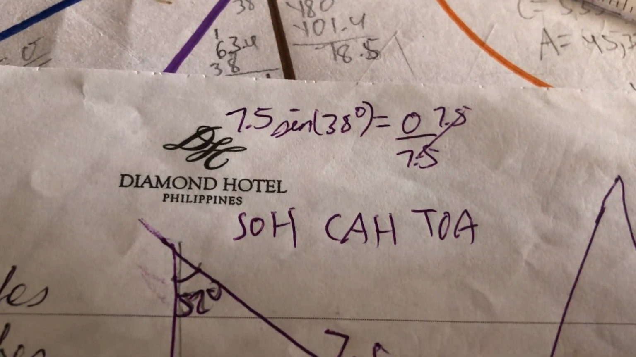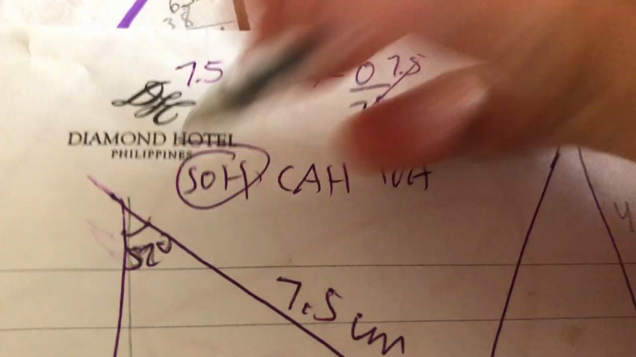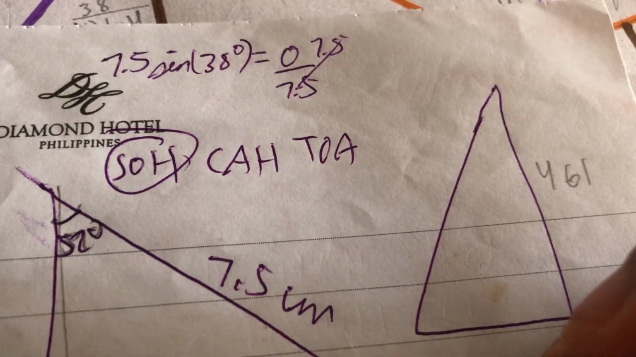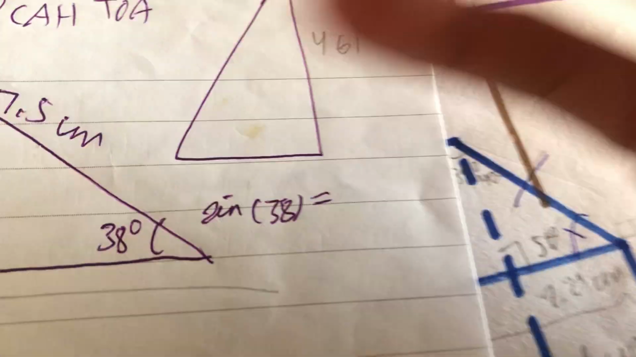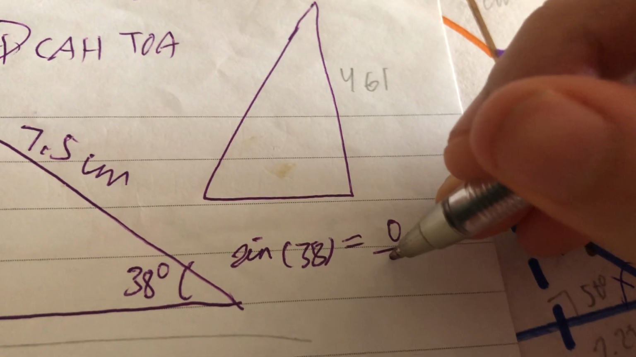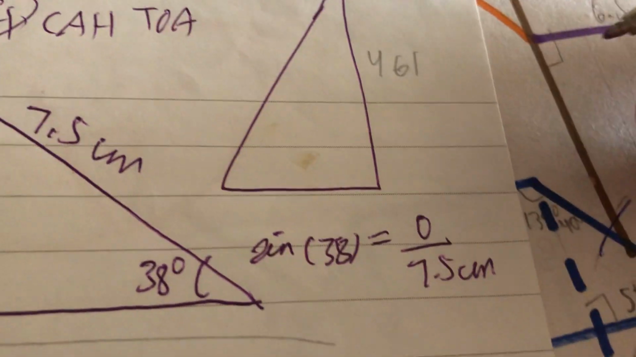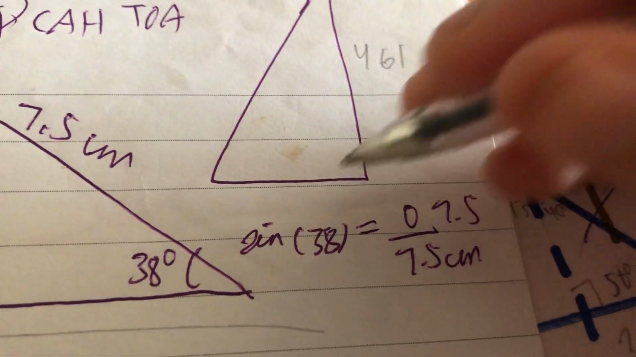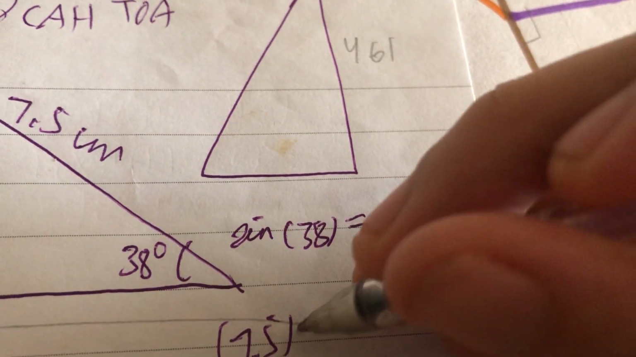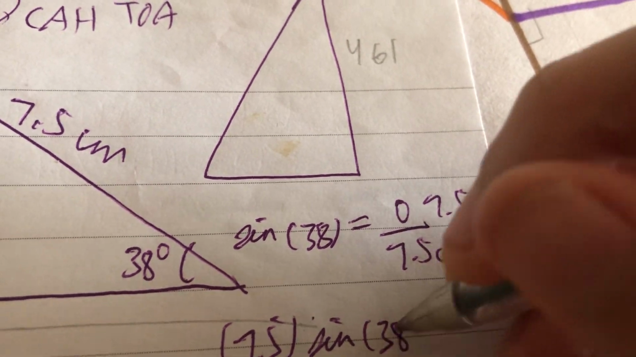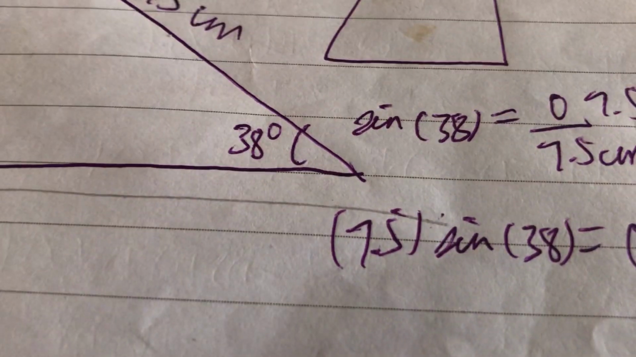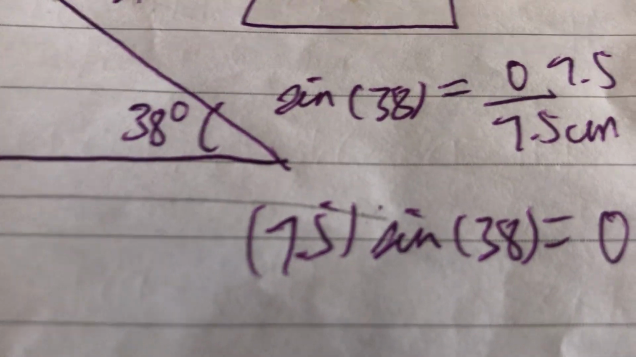So opposite over hypotenuse. Which function contains the opposite over hypotenuse? It's this one, the SOH. So sine. So sine is what we should use. Sine of 38 is equivalent to the opposite over the hypotenuse of 7.5 centimeters. Then we need to multiply both sides by 7.5. So therefore it goes like this. 7.5 times the sine of 38 gives you the opposite. Now once we do this in our calculator, this is how it goes.